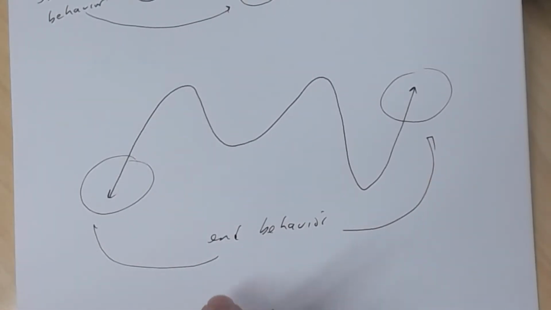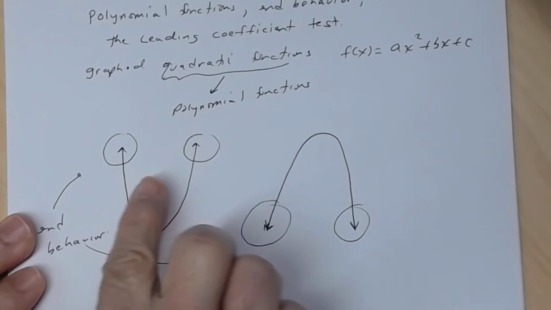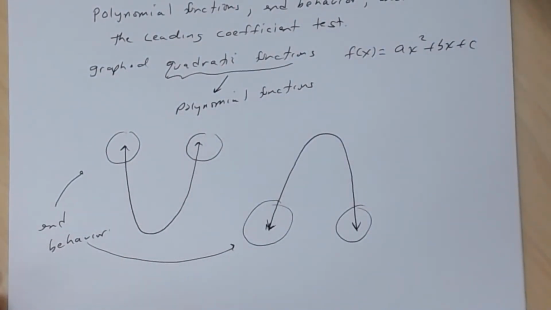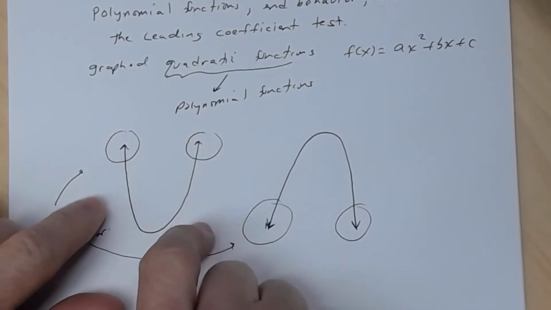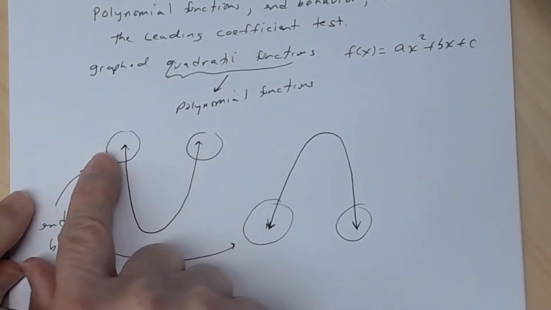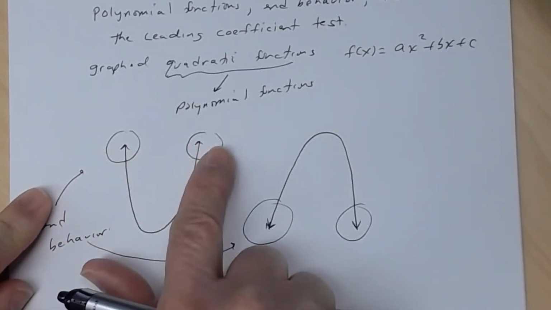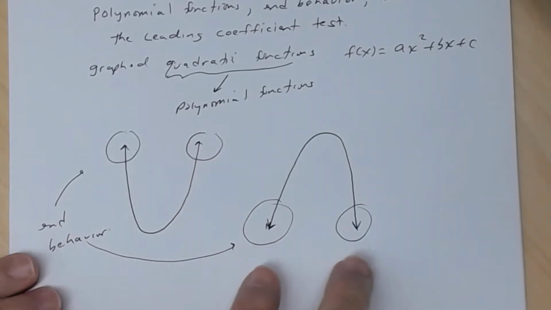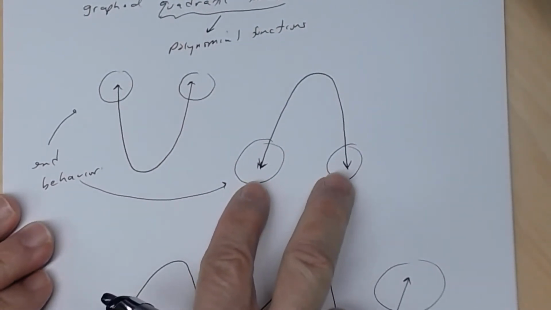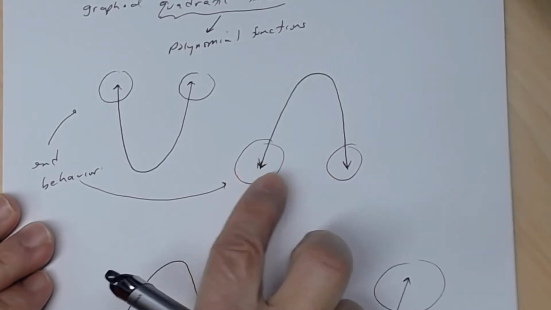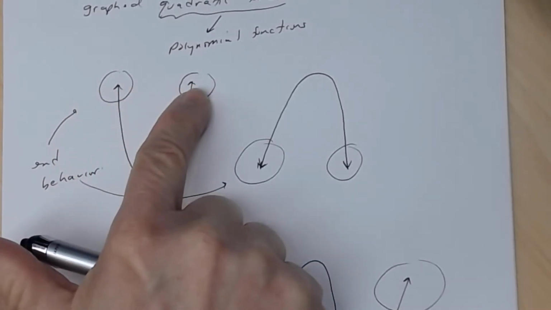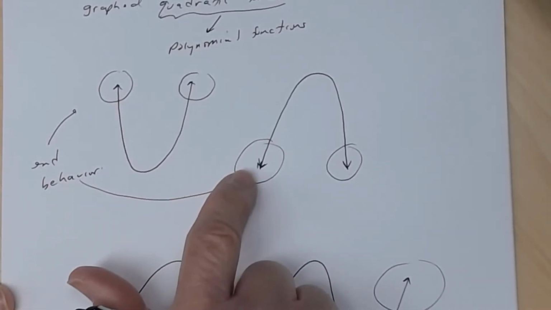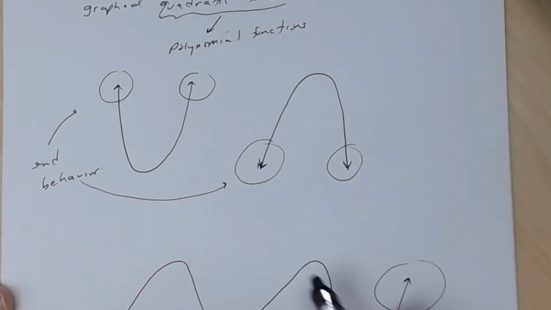Now, let's go back to the quadratic functions that you've graphed. Notice that the end behavior of this quadratic function, of this polynomial function, is that they're both rising. On the left side, your graph is rising. On the right side, your graph is rising. Over here, the end behavior, they're both falling. Fall on the left, fall on the right. Rise on the left, rise on the right. Fall on the left, fall on the right.